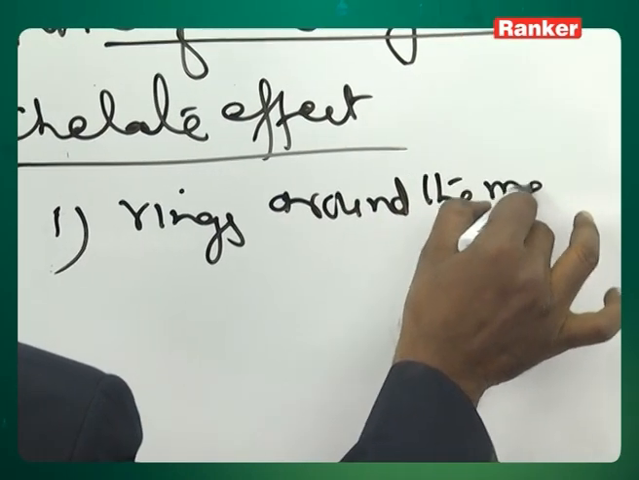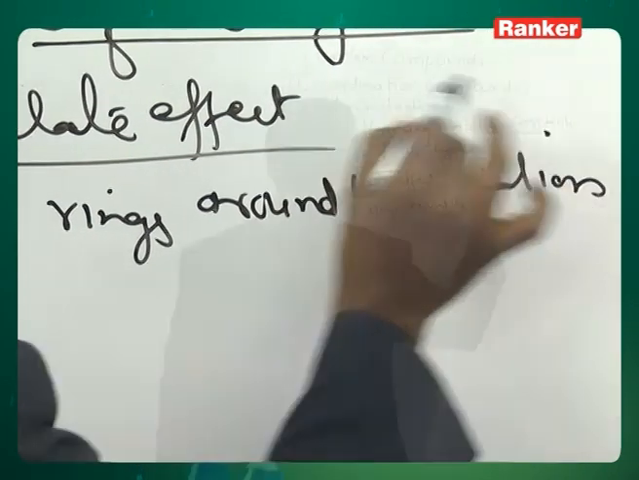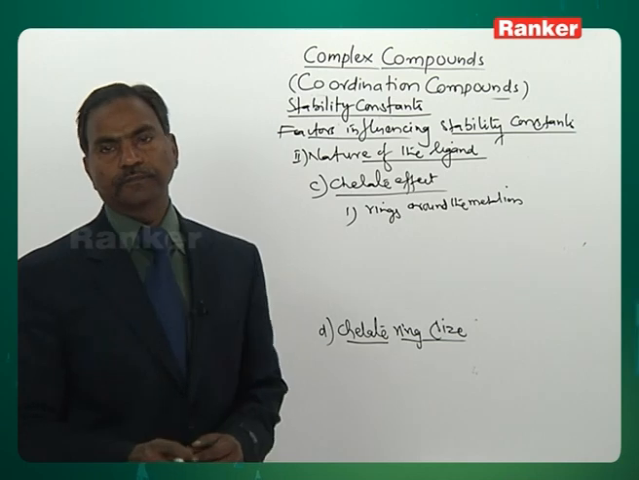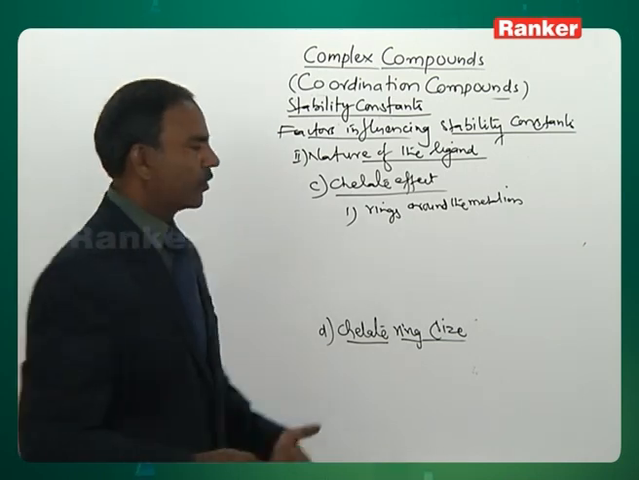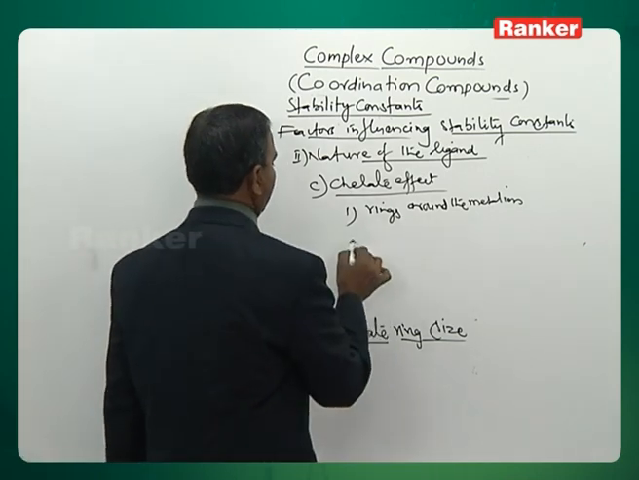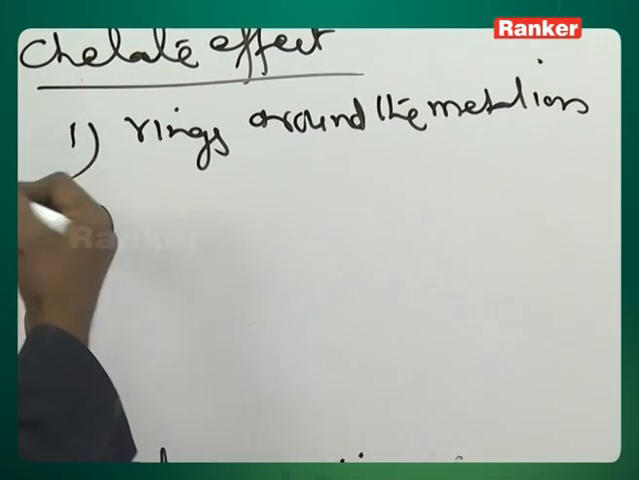Rings around the metal ion. What happens by forming the rings? Stability is increasing, as said. Next one, you see rings around the metal ion. It may be due to formation of rings around the metal ion.